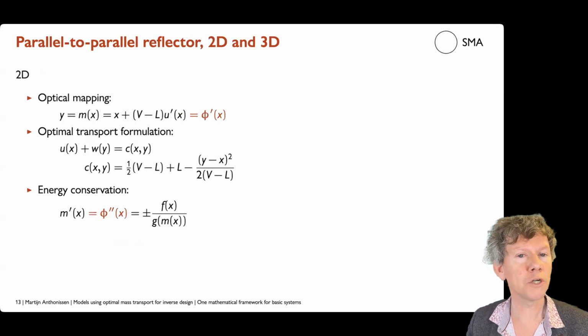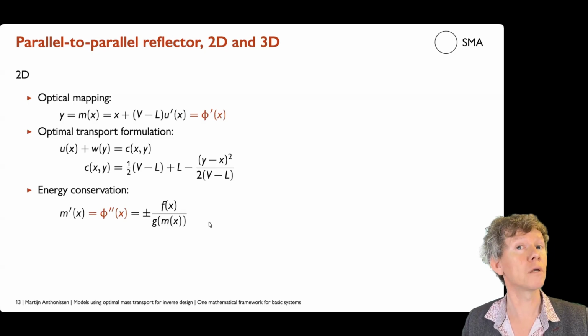So here are the equations in the 2D case where I added one thing. I wrote this expression here as phi prime. So phi itself is basically the antiderivative of what it says here. So I have x squared plus v minus L times u. And then the energy conservation, I can also express that as the second derivative of phi equals f over g.